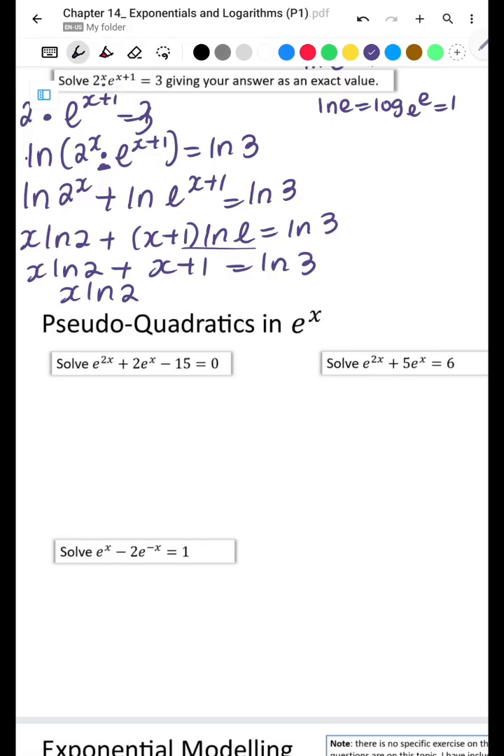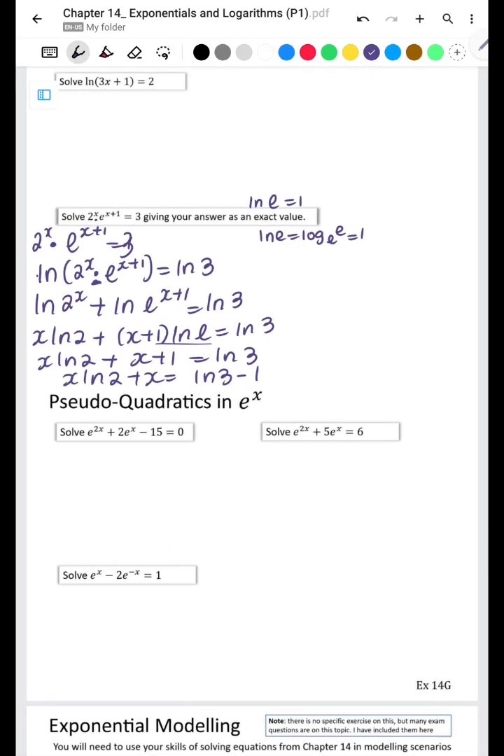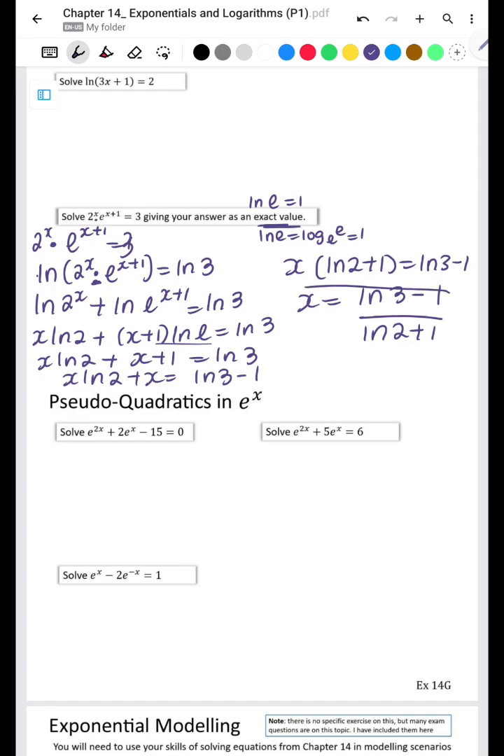x natural log of 2 plus x is the same thing as saying natural log of 3 minus 1. So factorize x out because we need to solve for x. x times natural log of 2 plus 1 is equal to natural log of 3 minus 1. So my x here is natural log of 3 minus 1, by dividing both sides by natural log of 2 plus 1. And they said exact value. So this is my exact value here for x.